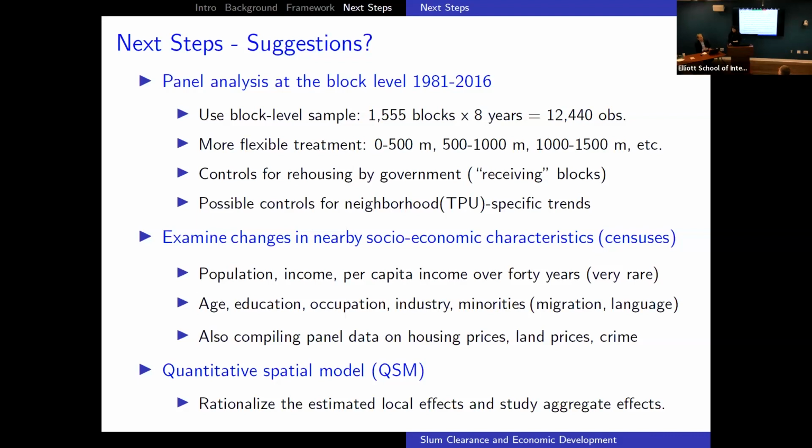Okay, thanks for the questions. The first question is about the displaced persons from the slums. They were displaced to public housing, and we have the archived documents reporting where they were moved to. So in our later analysis, we are able to control for the blocks that they moved into afterwards.